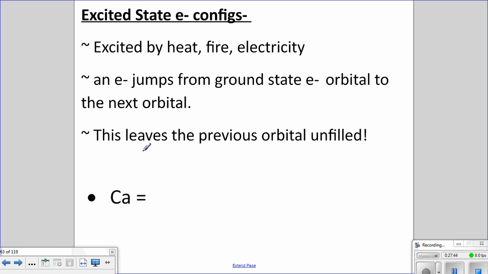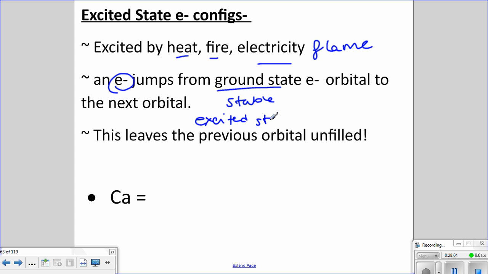Last thing is, how do we excite electrons? We excite it by either adding heat, fire, or electricity, which we will do in our flame test lab. And so an electron is going to get excited. It goes from its normal stable ground state to its excited state, which is where it is very unstable.